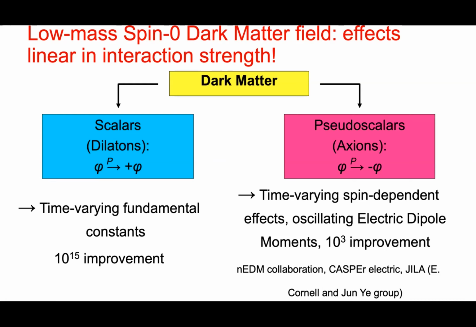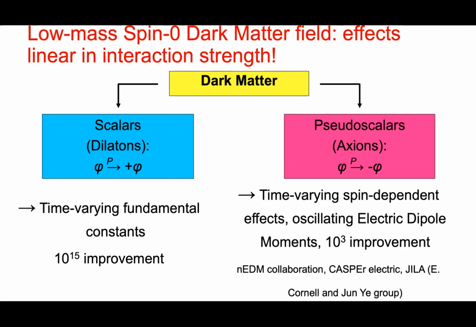For scalars, interaction with the dark matter field produces an apparent time-variant fundamental constant. Because we worked in this area of varying fundamental constants for a long time, we immediately jumped on this possibility, and we improved the results for interaction of scalars with normal matter by up to 15 orders of magnitude. Okay, but it's for very low mass of scalars.